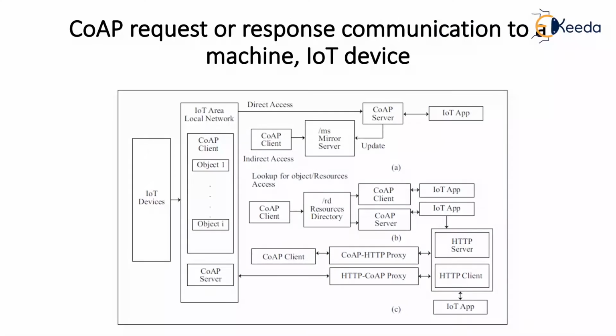Now CoAP request or response communication between a machine and an IoT device. Considering this IoT device, the IoT local area network has a CoAP client and objects. It has n number of objects, for example 1 to i, so i-th objects are there, and also a CoAP server. So there is direct access between the different types. There are also IoT applications. Here the IoT application and CoAP server are linked with the help of the client, and the server updates based on the data.